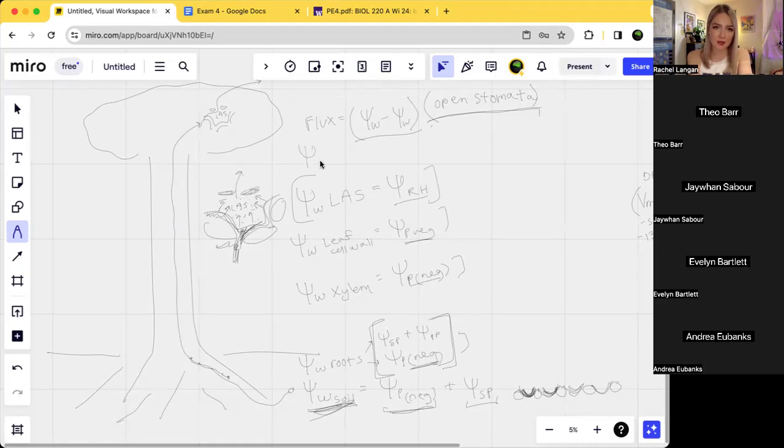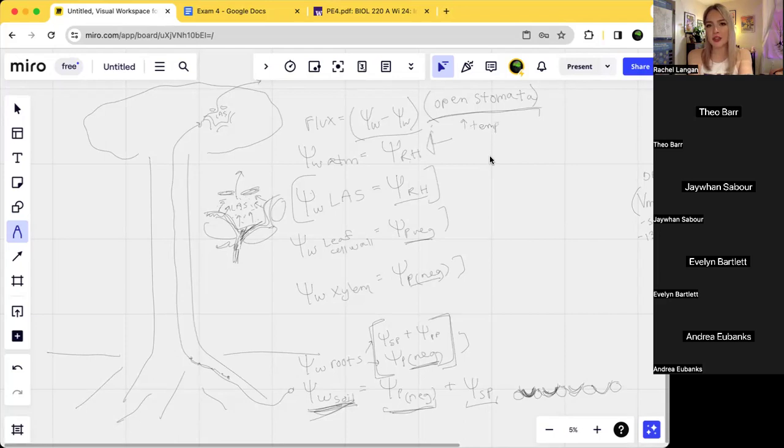So the last level would be the water potential of the atmosphere, which is also just determined by relative humidity. This is the one I could definitely see him manipulating in a question by saying something that changes the relative humidity of the atmosphere, and then how's that going to affect flux? And the idea would be like, let's say you increased temperature.